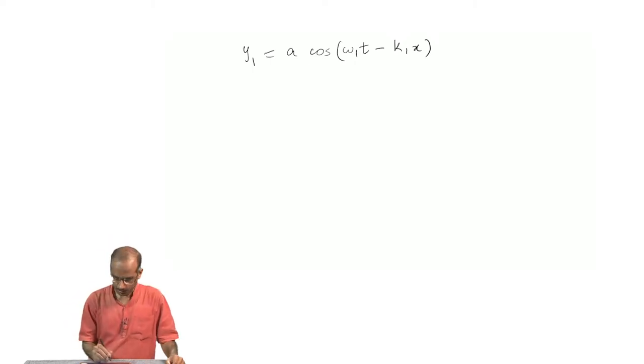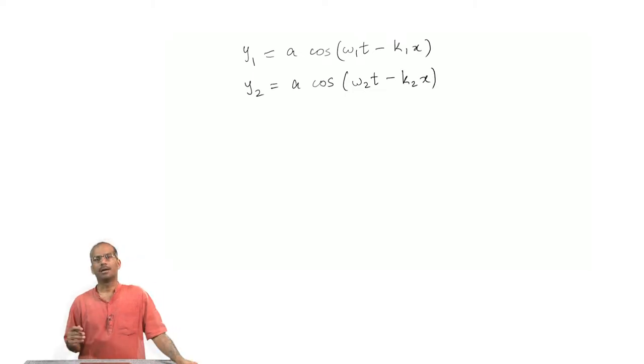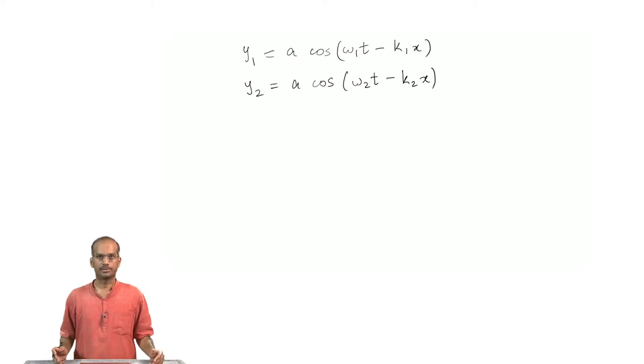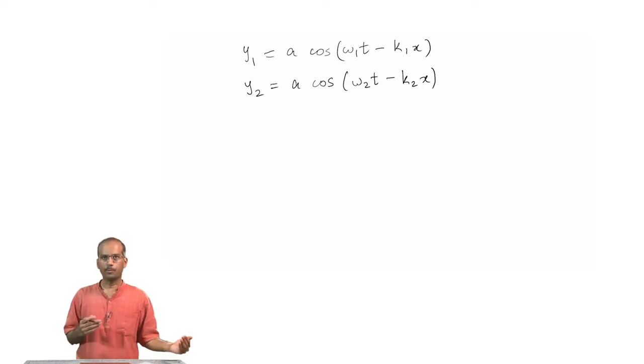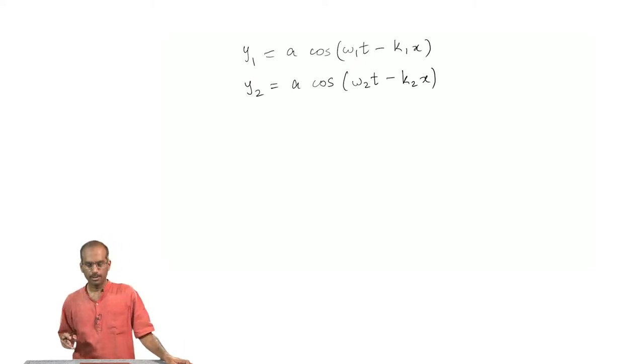Let us assume that I have two waveforms of this type. y1, which is a cos(omega1 t minus k1 x). And I have another one, y2, again a cos(omega2 t minus k2 x). In general, if you take a1 and a2 as two different amplitudes, it becomes very hard to do the analysis. So, for simplicity, we will take both the amplitudes to be the same. Each of these is a monochromatic wave. So, y1 is described by a single angular frequency omega1 and y2 is described by a single angular frequency omega2.